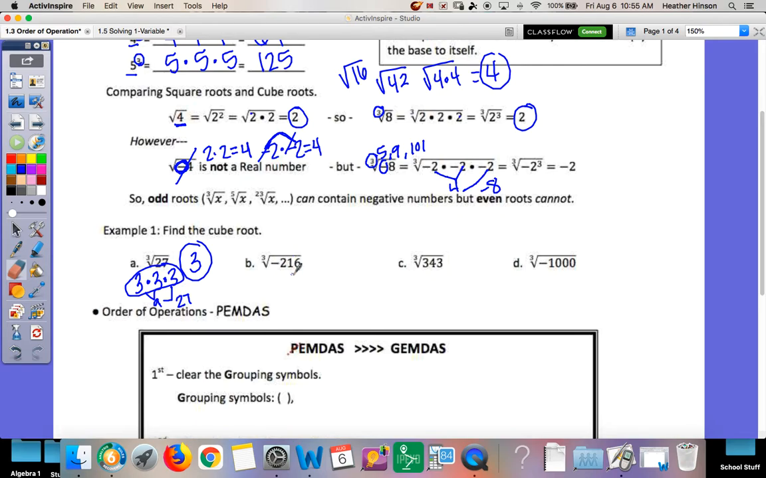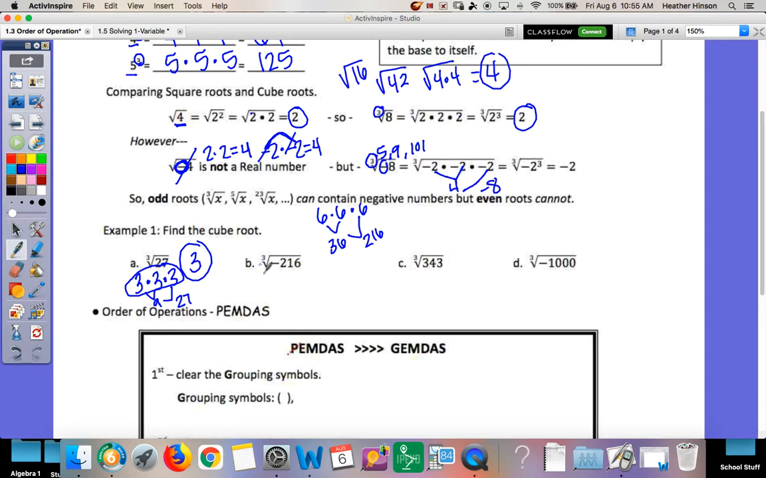What about 216? It's an even number, so your best bet is that you're going to have an even number that multiplies up to it. So let's go with our next even number. 4 times 4 is 16 times a third 4, that's only 64. So that's not right. So let's try our next even number. 6 times 6 is 36 times another 6 is 216.